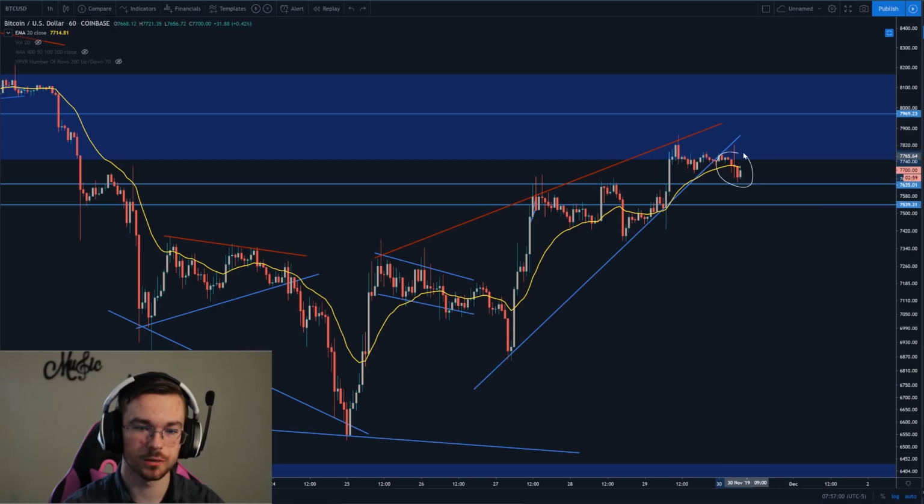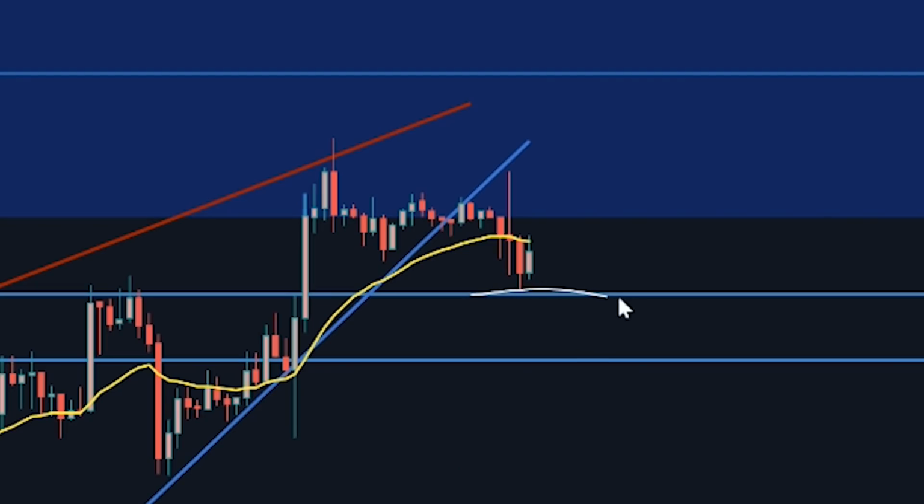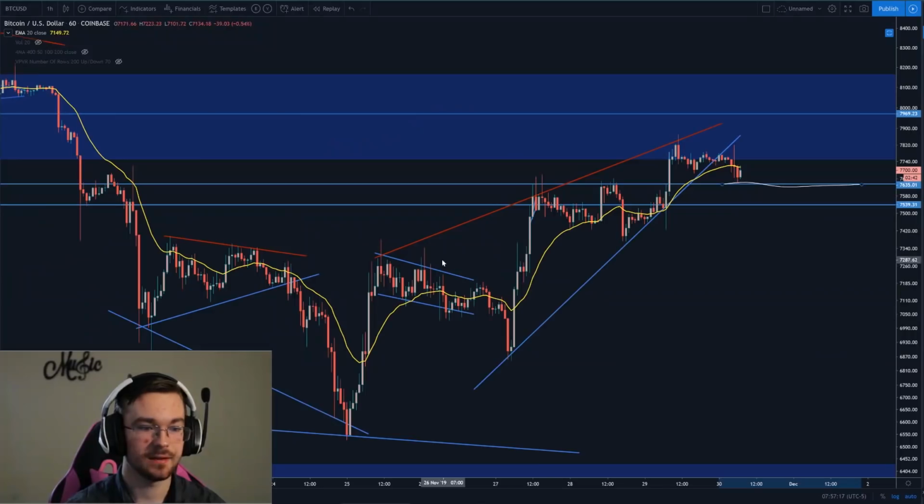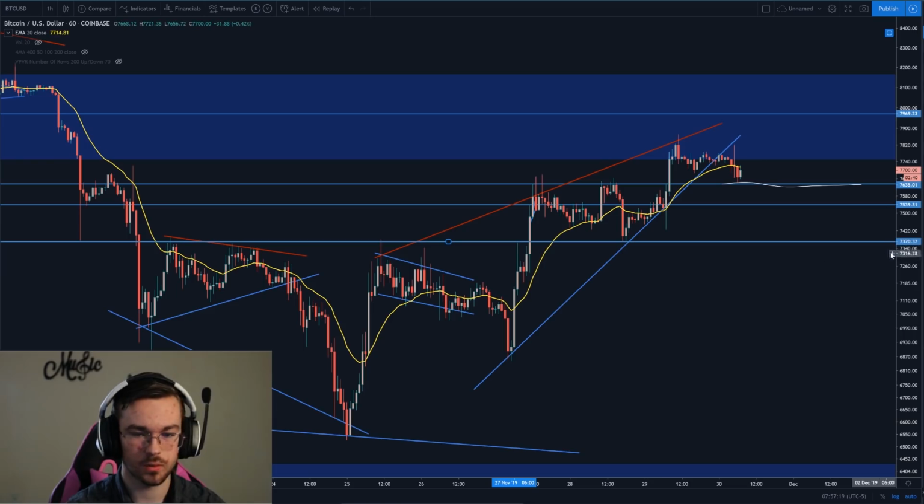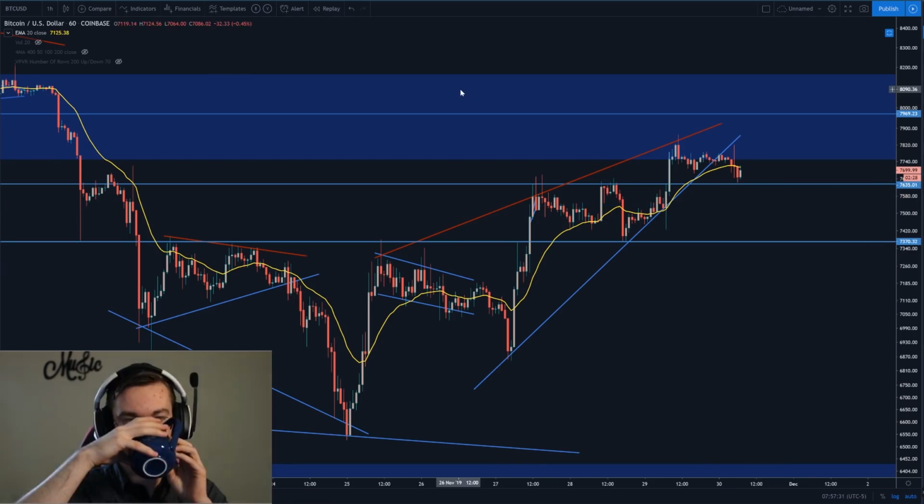And just because Bitcoin is holding support right here for now does not mean it's going to continue to do so. Make sure you watch these 2 levels very closely today. $7,630 right here. And if for some reason we do break to the downside, sitting right around $7,370 is another important level of support.